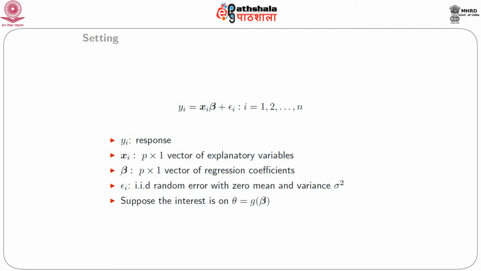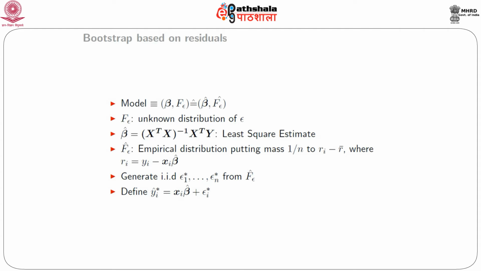is sigma square. Now, three types of bootstrap procedure are commonly used in context to the statistic theta, which is a function of beta. So, we assume theta is equal to g of beta. The first is bootstrap based on residuals.